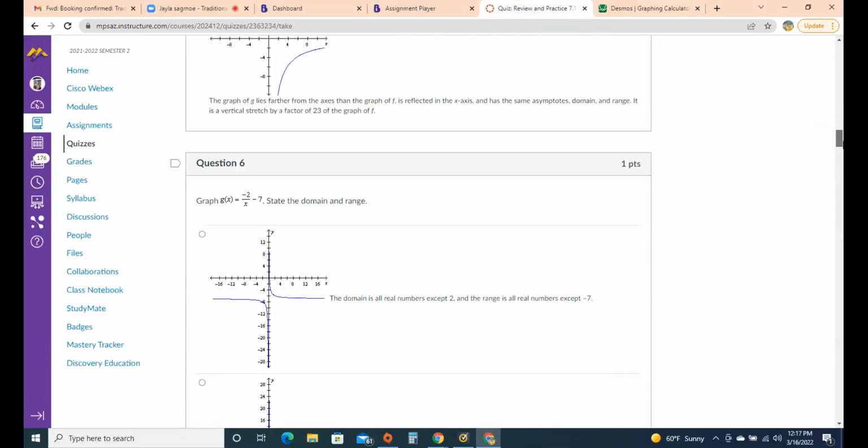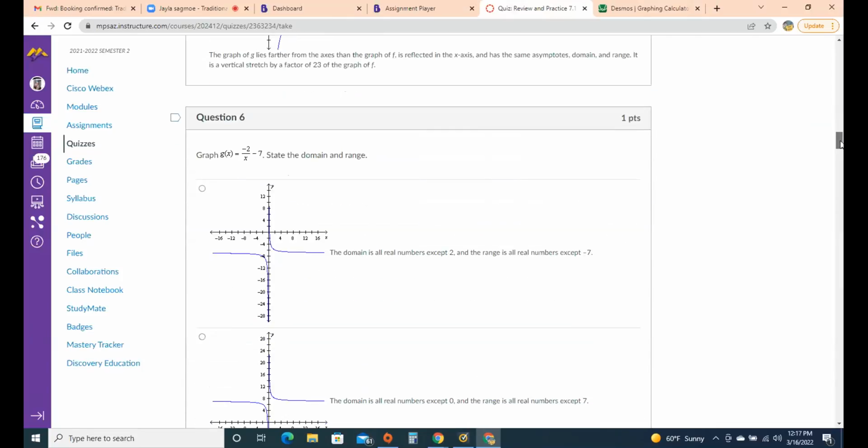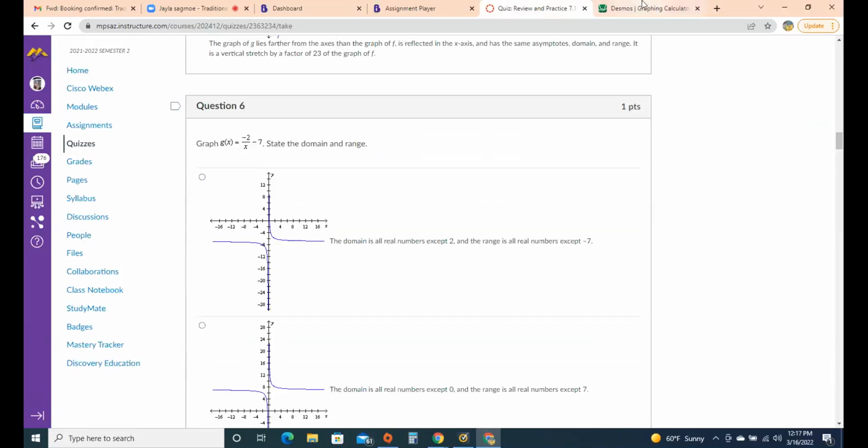So notice that the negative switches the quadrants, and then the number that was on top, it stretched it. Okay. So when you look at question 6, I'm gonna share my screen on this one because we can talk through this a little bit together, and then you'll be able to very quickly find the right graph after we do a quick dialogue on this.